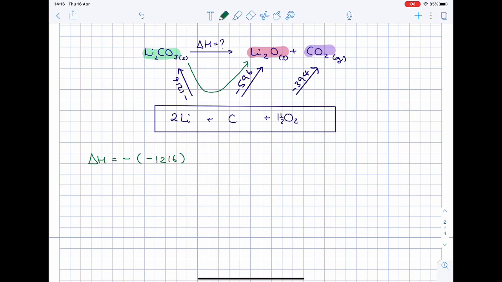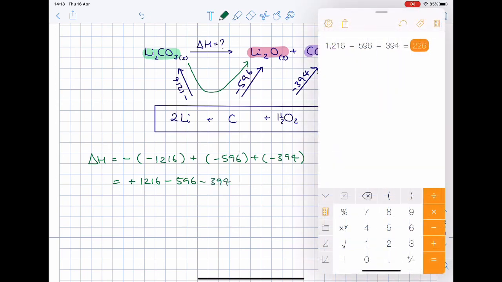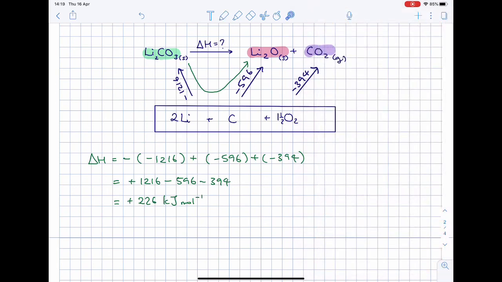So that's going to be plus minus 596 plus minus 394. So minus and minus is a plus. Plus and minus is a minus. Plus and minus is a minus. So putting the numbers into the calculator, I get plus 226 kilojoules per mole.